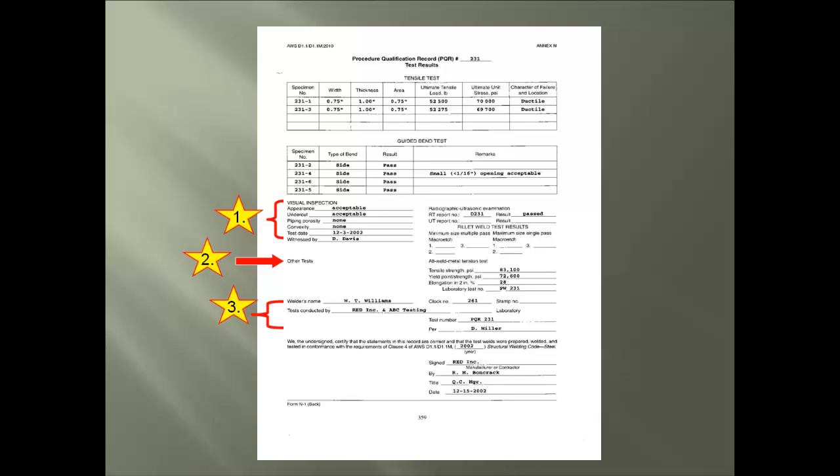Star number 3 shows where the information of whom and how the tracking of the welder was done, and also the company and for what PQR number and by whom conducted the testing for these specimens.